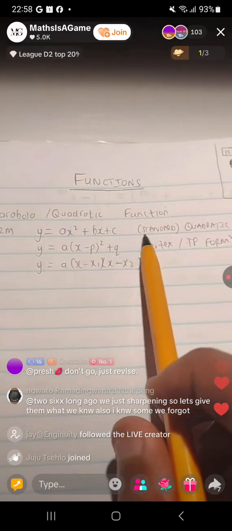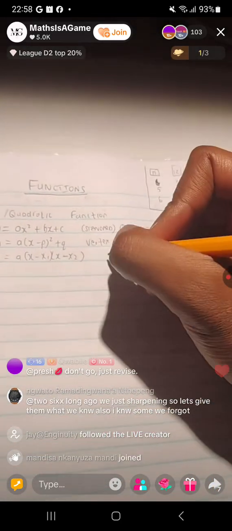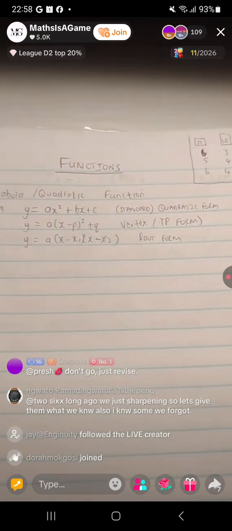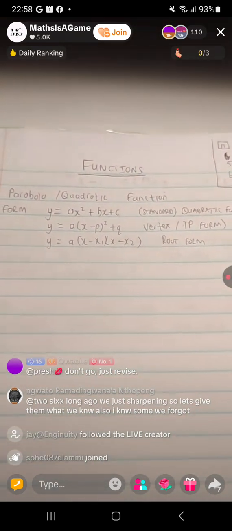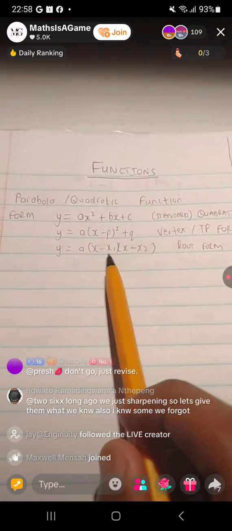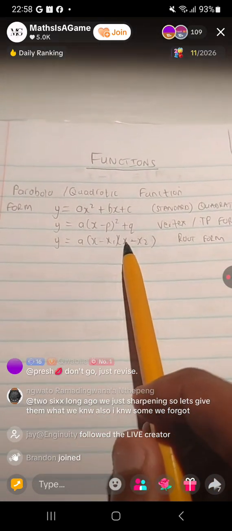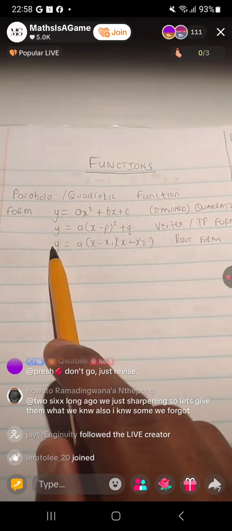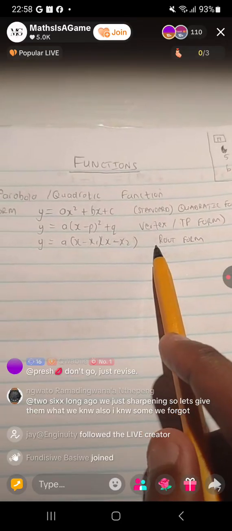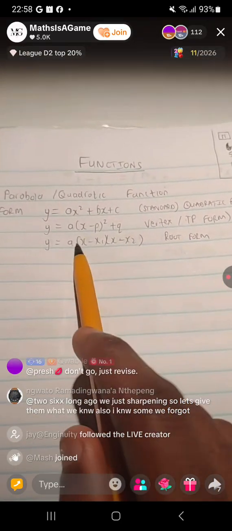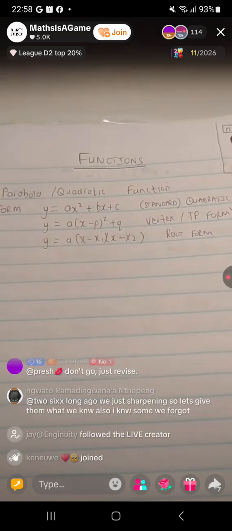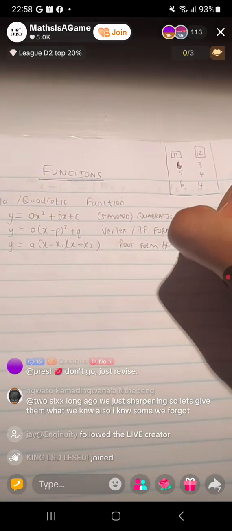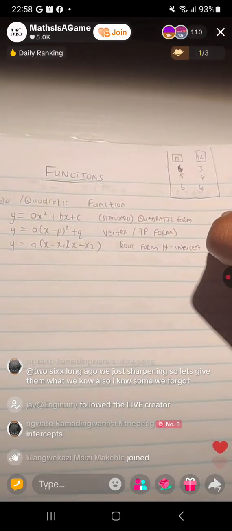To get the standard form, we also have what I would refer to as the root form. Why do we say it's the root form? Because the factors here, x minus x1, x minus x2, when you equate y to 0 and then solve for x, you get the roots of this particular equation, or the x-intercepts, if you want to call it that. The x-intercept form.